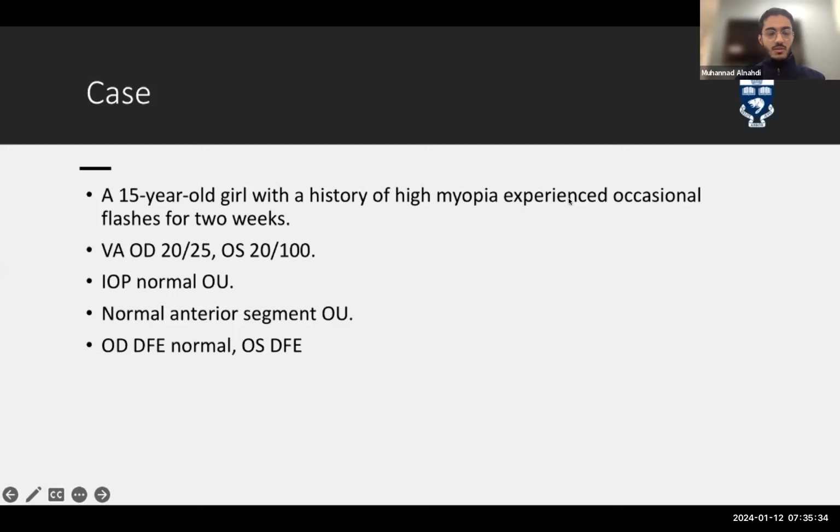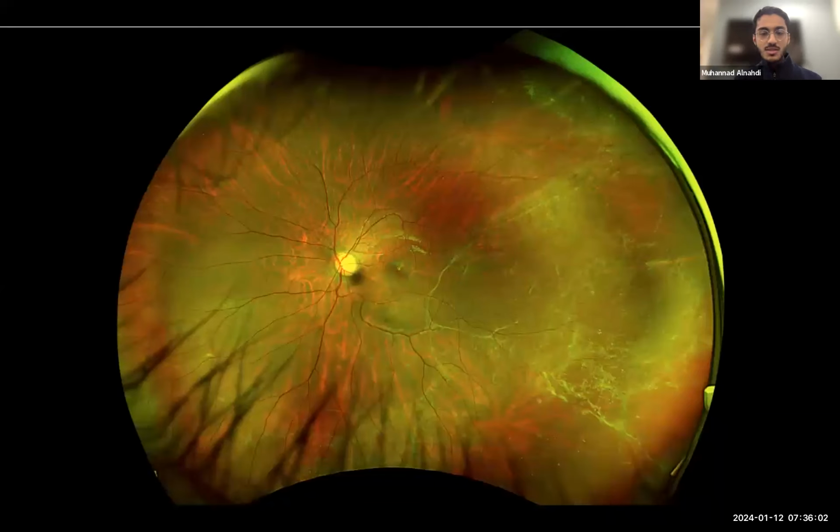So we have here our first case, which is a 15-year-old girl with a history of high myopia. She came into the clinic experiencing occasional flashes for 2 weeks. Her visual acuity in the right eye was 20/25, and in the left was 20/100. IOP was normal, normal anterior segment exam in both eyes, and the fundus exam was normal. And the left is showing us this.